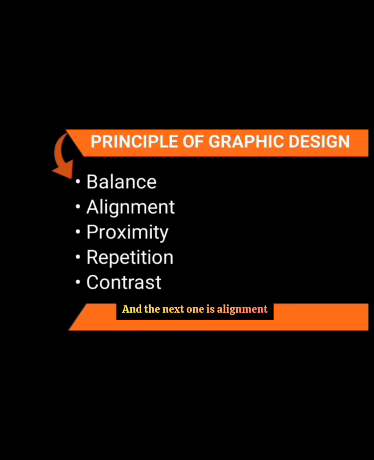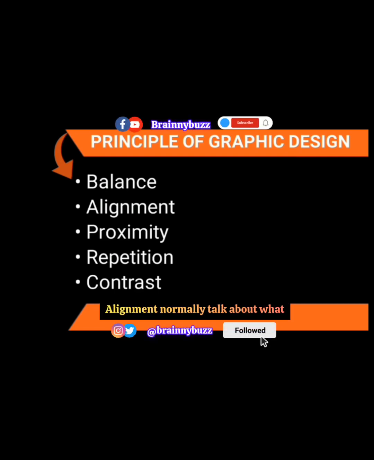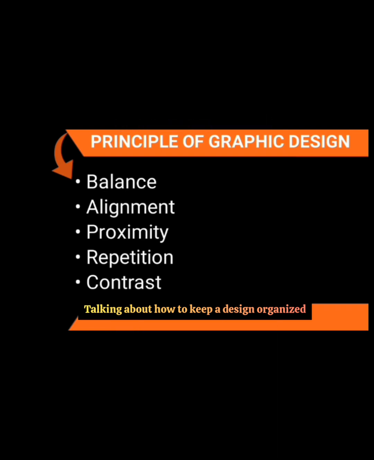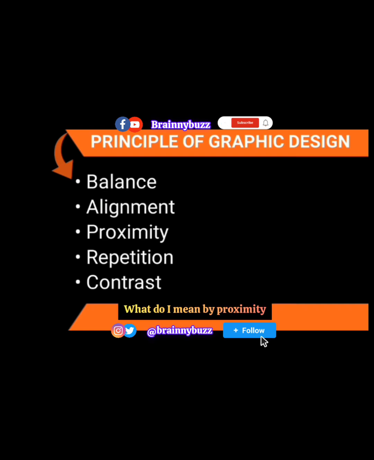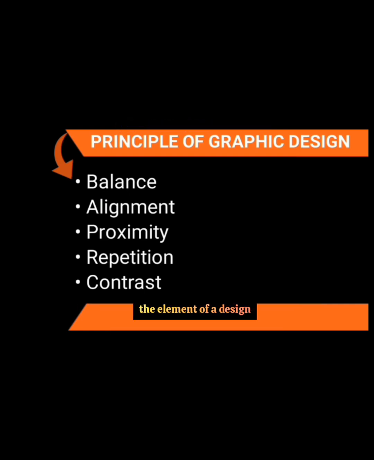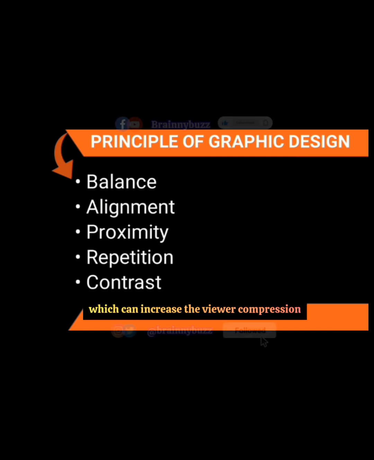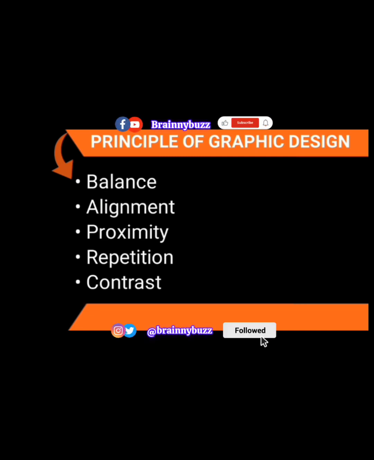The next one is alignment, which is very important. Alignment talks about how to keep a design organized. The next one is proximity. What do I mean by proximity? Proximity creates a visual relationship between the elements of a design, which can increase visual cohesion.